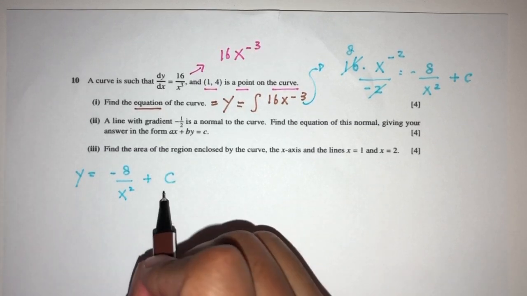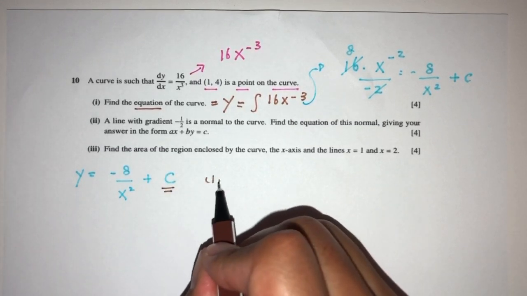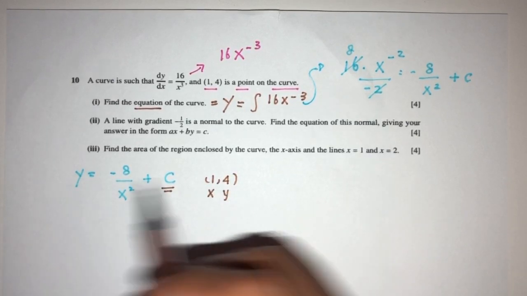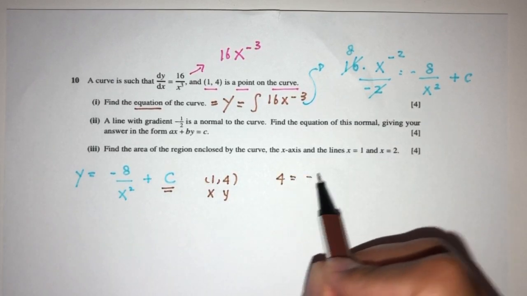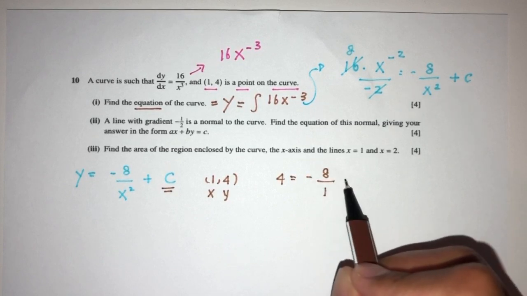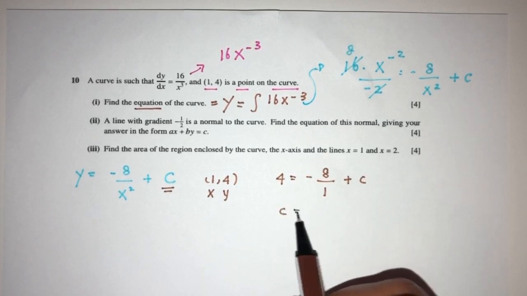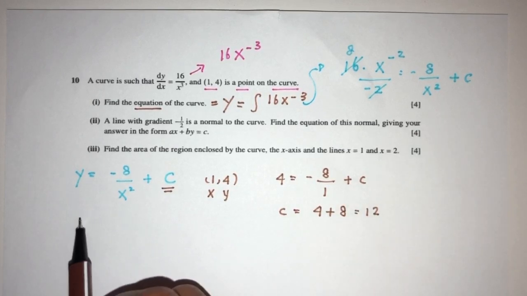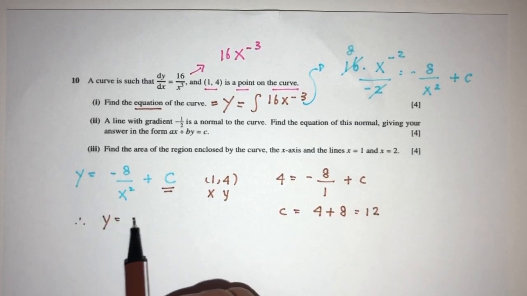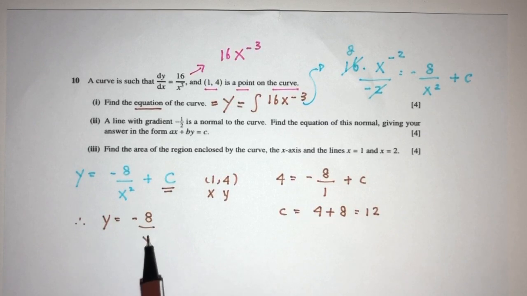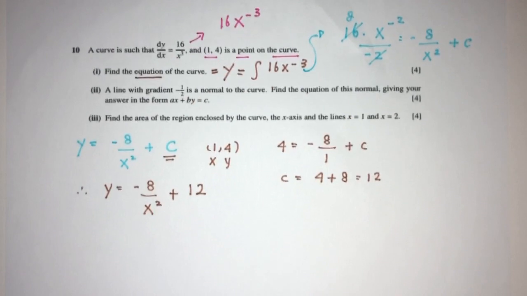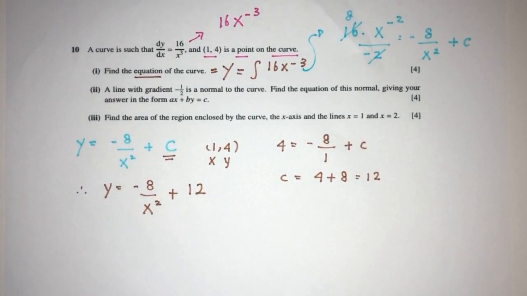But again, we have to find the value of c now. The passing point is (1, 4), the x value and the y value. Replace back, you will have 4 is equal to minus 8 over 1 plus c. So c is equal to 4 plus 8. That will be 12. So y has to be minus 8 over x squared plus 12. That will be part 1 of the question, where we have to find the equation of the curve.